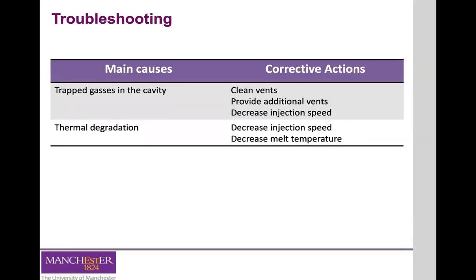As we've said, one of the main causes can be the existence of trapped gases in the cavity of the mold. Similar to what we had, for example, in sand casting, we place vents inside the cavity to allow for the extraction of these gases. Sometimes these vents can be obstructed, so a simple way of correcting these problems is just cleaning these vents and allowing for the extraction of the gases. Or it might be the case that you don't have enough vents in your cavity, and therefore the gases that are being formed cannot be extracted and will remain entrapped inside the material as it solidifies.